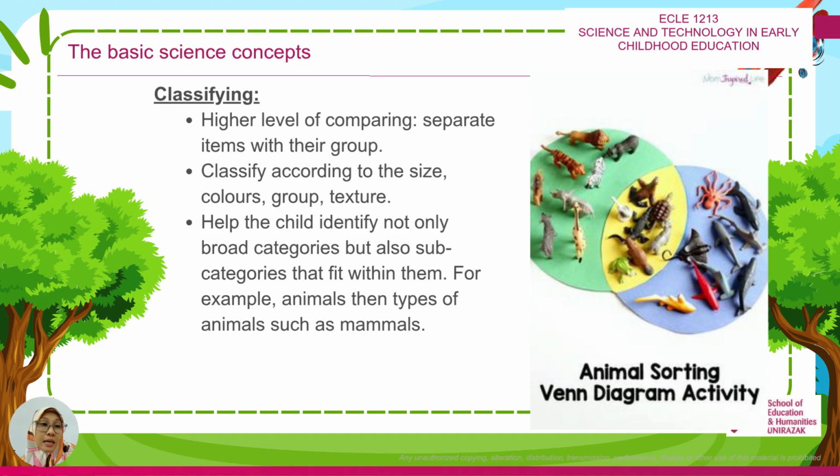Another science concept is classifying. So this is a step up from comparing. When we classify, we basically put things into groups. First we will look at the different items and decide which group they belong to. So we can classify by sizes, colors, or texture according to the characteristic. For example, if we look at animals, we can put them into groups like mammals or birds or reptiles. Then we can go even further and sort them into smaller groups.